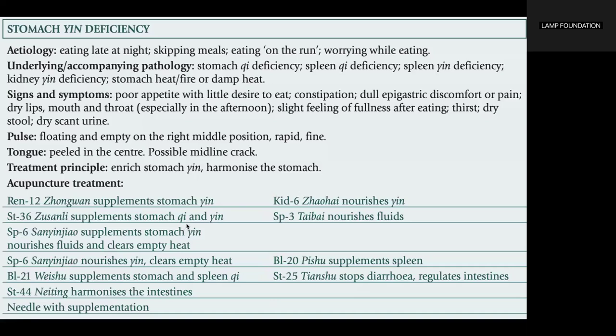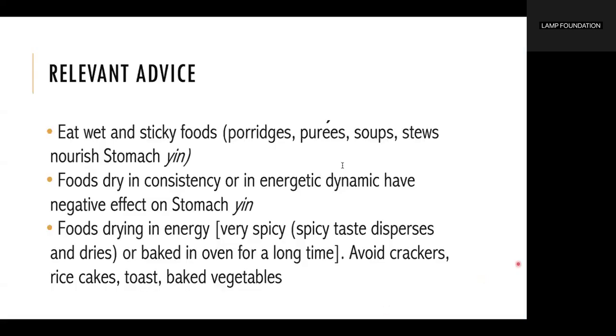Needle with supplementation. When there is stomach yin deficiency, it will be beneficial to eat foods that are wet and sticky. Things such as porridges, purees, soups, and stews will therefore nourish stomach yin. Foods that are dry in their consistency or in their energetic dynamic will do the opposite and have a negative effect on stomach yin. Foods that are drying in their energy are those that are very spicy. The spicy taste disperses and dries, or foods that have been baked in the oven for a long time. This means that a person with stomach yin deficiency should try to avoid crackers, rice cakes, toast, baked vegetables, and similar items.